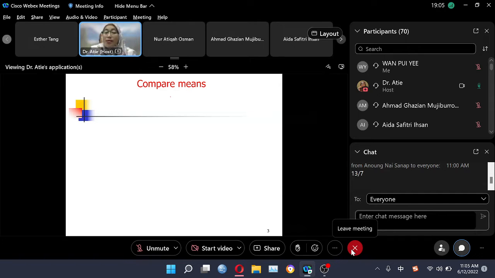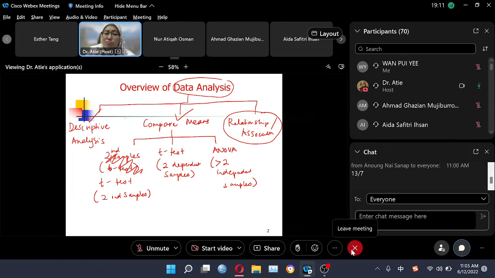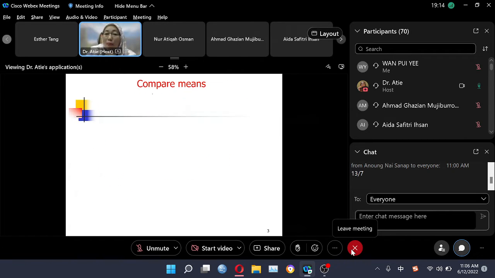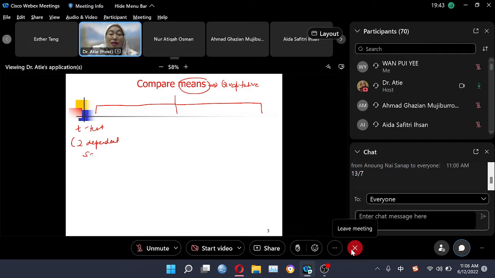So let me review and summarize again. The descriptive is very easy, very simple. And then when we say we want to compare means, the means should come from quantitative data, right? So whatever you want to compare, the data should be quantitative. So as I said before, we have t-test for two dependent samples.